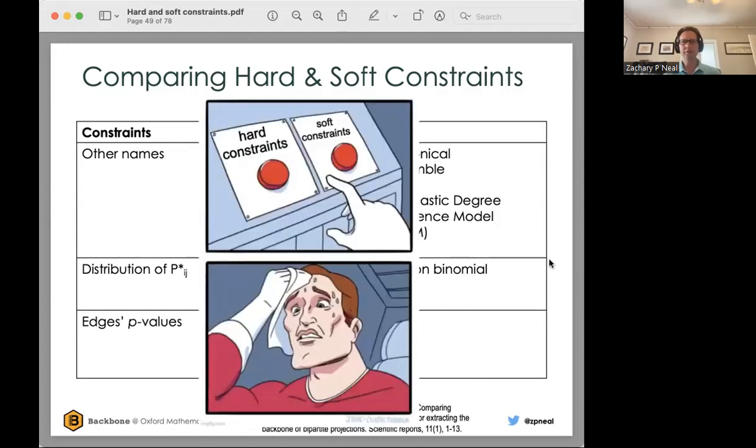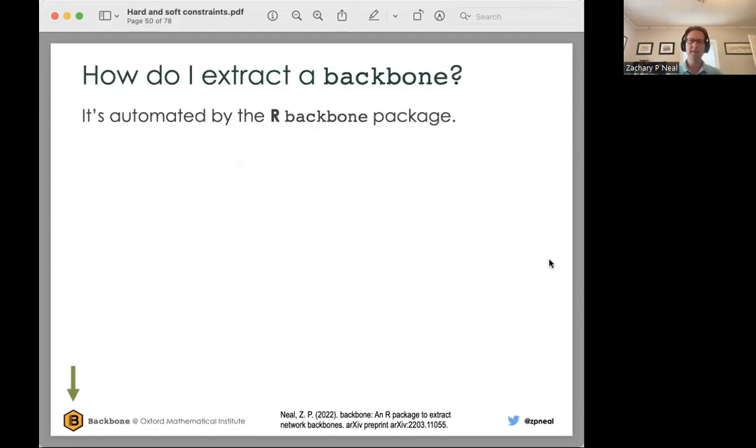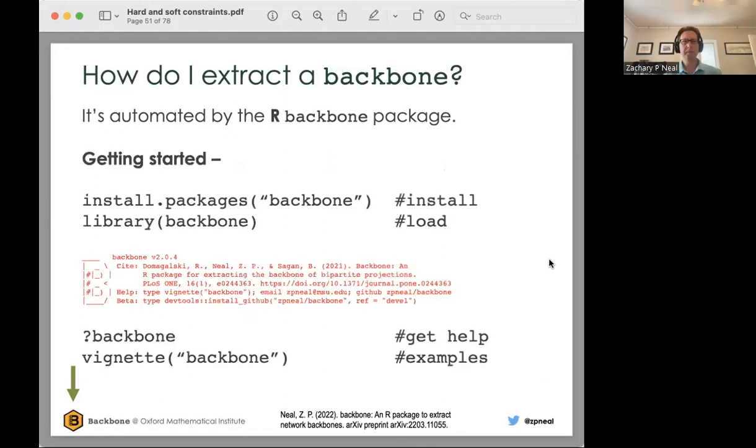So the challenge then, of course, is when we're extracting a backbone, we're left with this choice. Should I extract it imposing hard constraints or soft constraints? One of the advantages, and this is my primary work in this area, is implementing some of these methods in R. So all of these methods are automated by the R backbone package. So if you're an R user, getting it started is pretty straightforward.